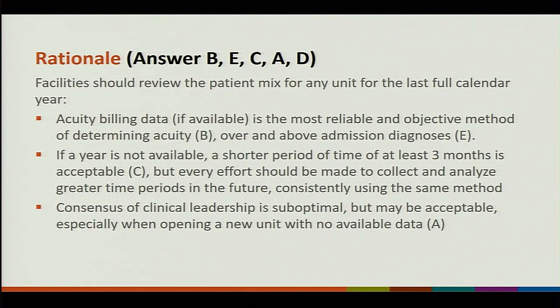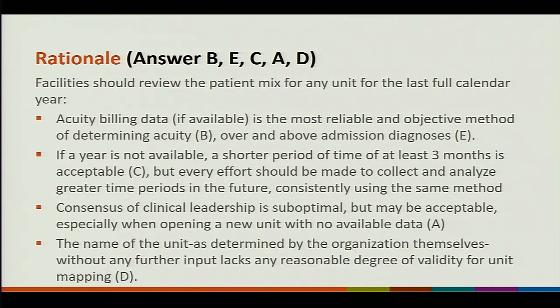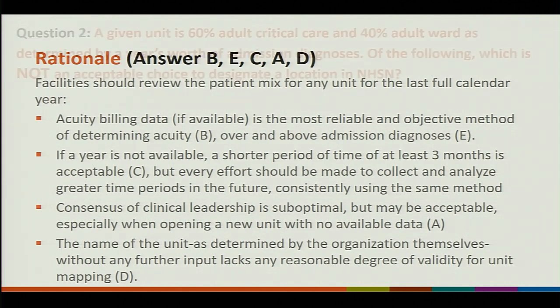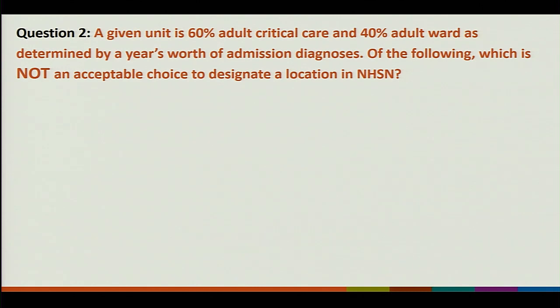And finally, if your unit is brand new, consensus of clinical leadership, although it's suboptimal, may be the only option. In that case, it would be acceptable when trying to establish the CDC location description for a brand new unit. And again, I think we were laughing at it, but we know that naming a unit as determined by the organization themselves without any kind of further input lacks a lot of validity. So we highly recommend this is not one of the options facilities take when determining a location type.